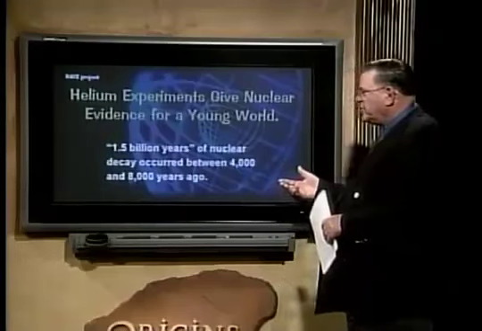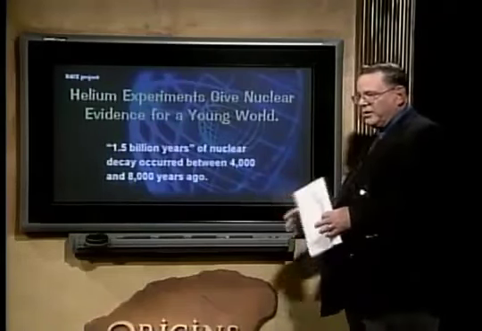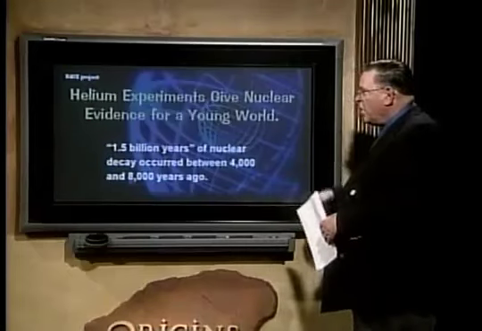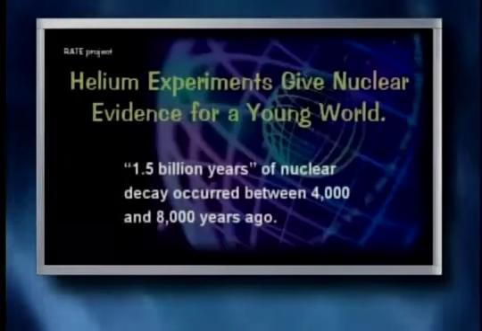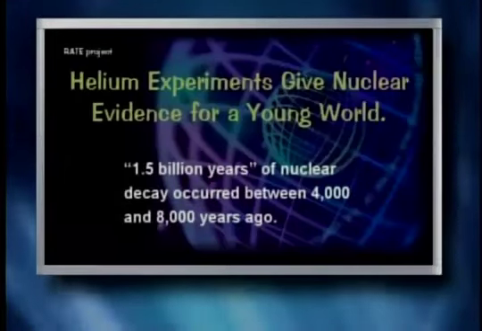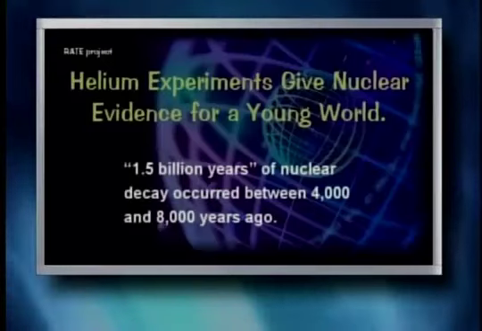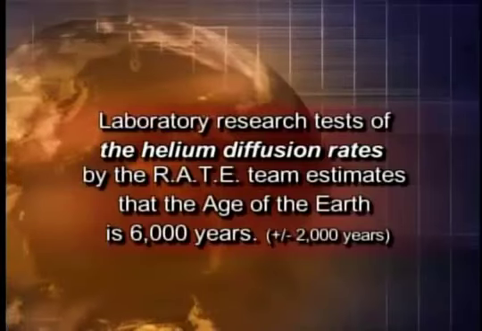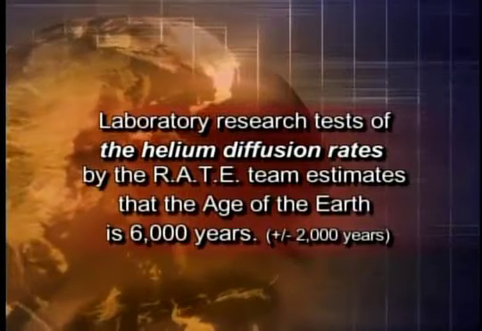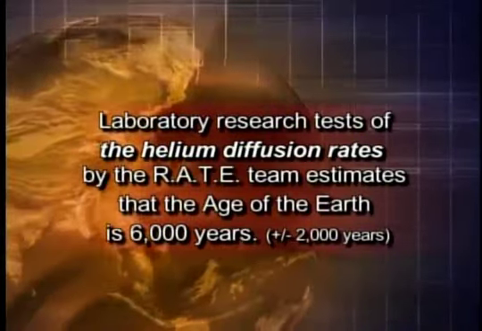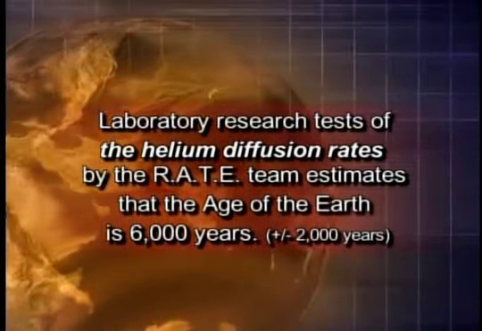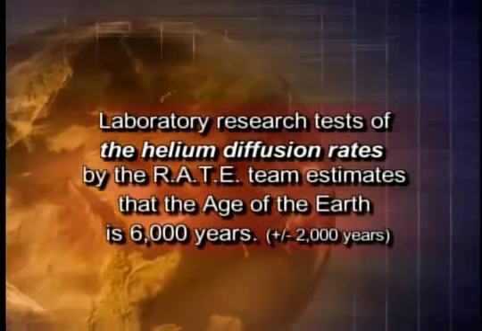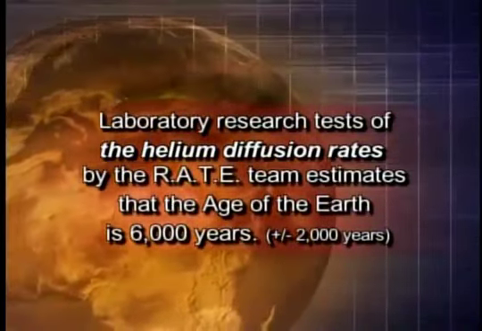Now, the bottom line result we found from these experiments, I'll just state this up front and then we'll talk a little bit more about it, was that the helium diffusion work we did indicated that the equivalent of 1.5 billion years of radioactive decay, nuclear decay, actually occurred between 4,000 and 8,000 years ago. In other words, we think that this process started, much of the helium is still in the rocks, but it's been going on for, the best estimate, 6,000 years. Yeah. That is the number we believe from a literal understanding of Scripture when God created the earth.